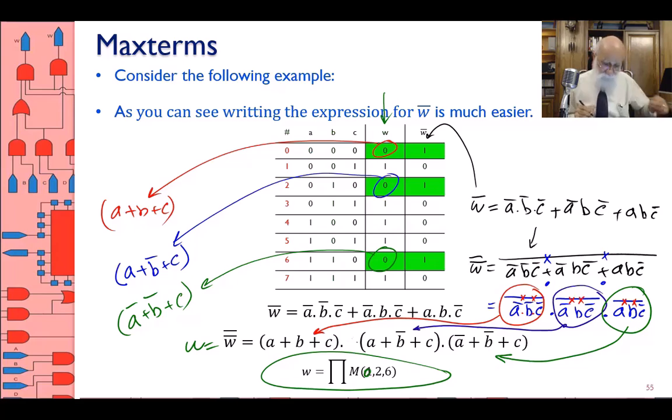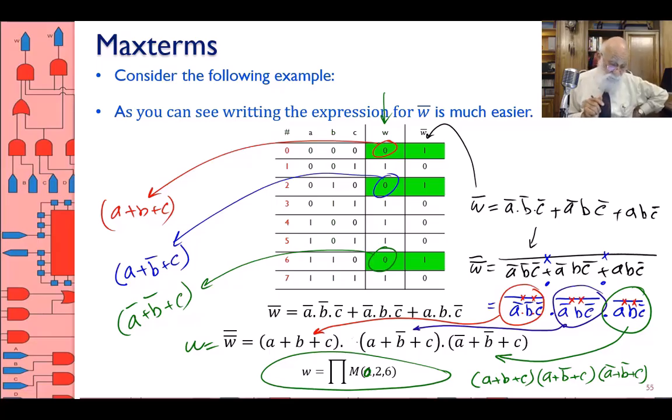Sorry, this is 0, 2, and 6. What is 0? 0 is A bar, B bar, C bar if you take the min term, but if you take the max term, 0 becomes A or B or C. 2 in max term form is A or B bar or C. 6 in max term form is A bar or B bar or C. Okay? So where you have a 1, you have a bar. Unlike minterms, where when you had the 0, you had a bar.